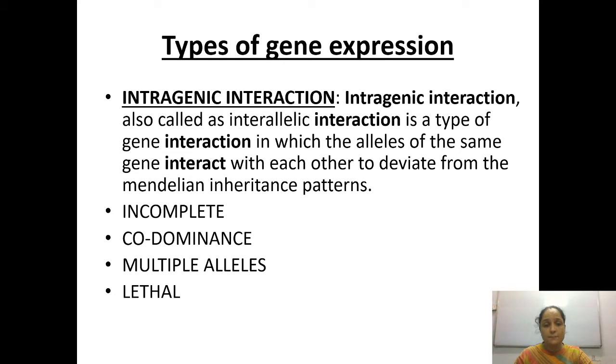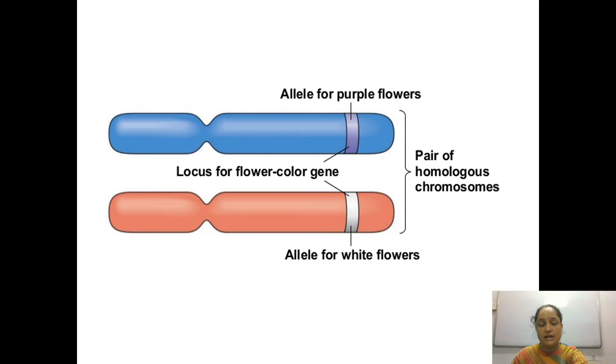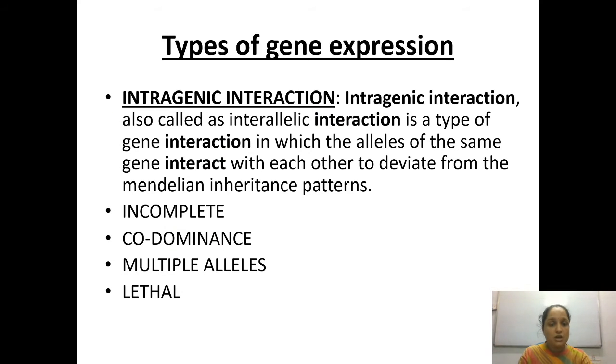It is a type of gene interaction in which the alleles of the same gene interact. See, in this picture you are able to see that the alleles of the same gene, that is color, are going to interact. So how many alleles are there? And the point to be noted, whatever alleles we have taken, they belong to the homologous chromosome. So this sort of interaction is known as intragenic interaction.